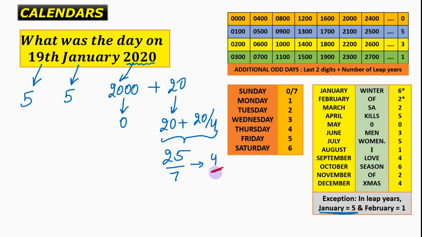So now we will add 4, 0, 5 and 5, thereby giving us 14. And when 14 is divided by 7, it gives us the remainder equal to 0. And 0 signifies that this date was a Sunday. So 19th January 2020 was a Sunday.